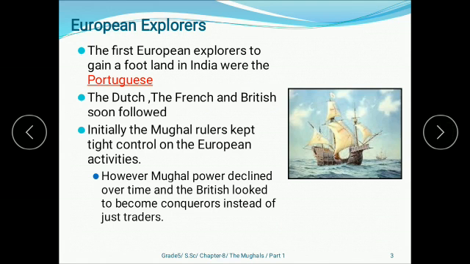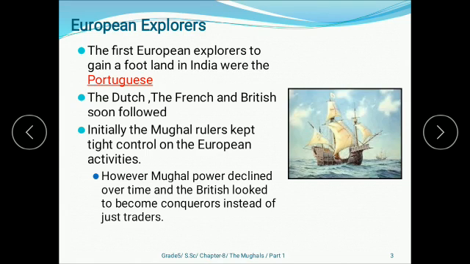First of all, because this is an introductory video, I am going to discuss the European explorers. The first European explorers to gain a foothold in India were the Portuguese. So who came here first? Portuguese. And after the Portuguese, the Dutch, the French, and at last the British soon followed.